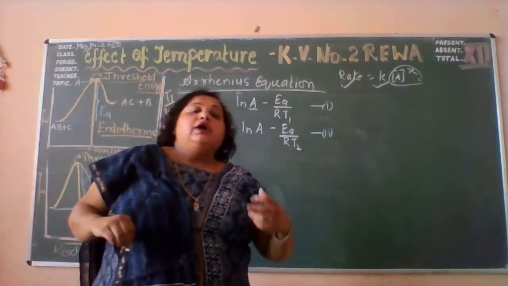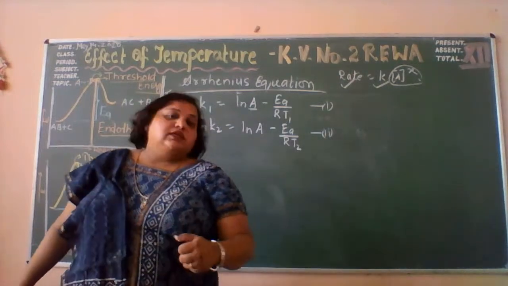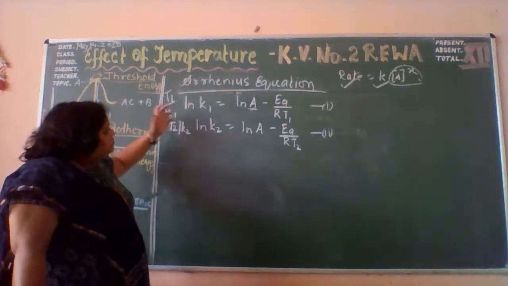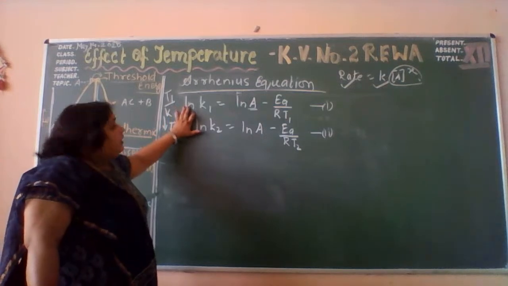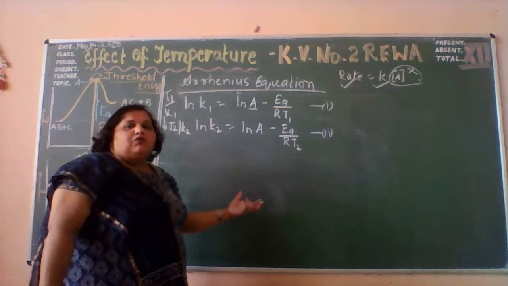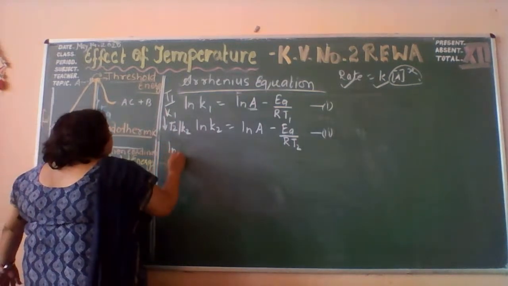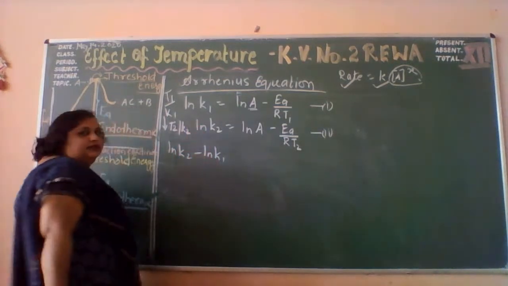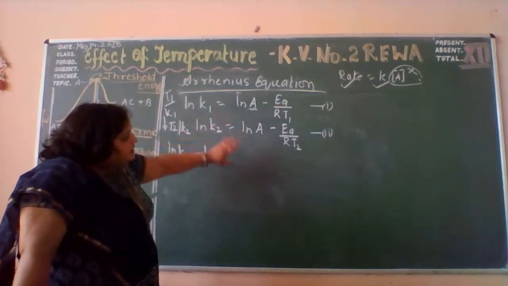You have to study the effect, what difference has been caused in the rate of reaction, and for this you want to know the difference between the rate at T2 and T1, right? So what you have to do is subtract. Simply subtract. So log K2 minus log K1, right? Please use pen and paper.